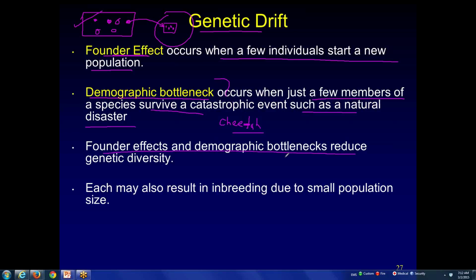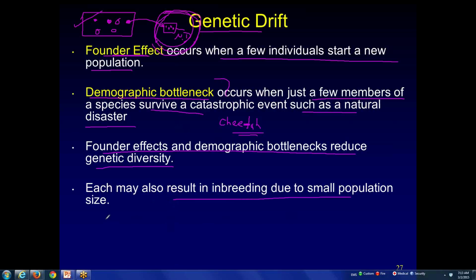Founder effects and demographic bottlenecks reduce genetic diversity. So you can imagine, back up toward the top here, this population of dark-colored rabbits in this little habitat where those dark individuals migrated out. Again, some stayed behind, but those that did migrate out are very vulnerable. Genetically, this population here is not diverse. ND for not diverse. Same thing with the cheetah population.